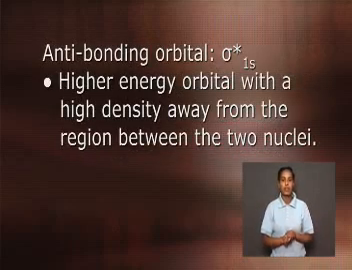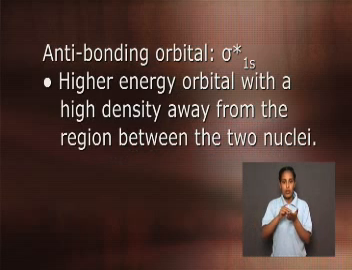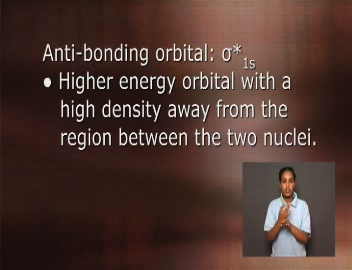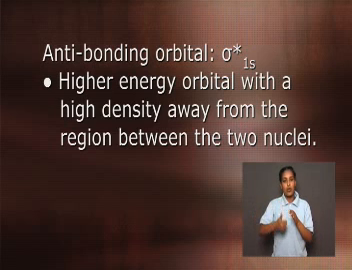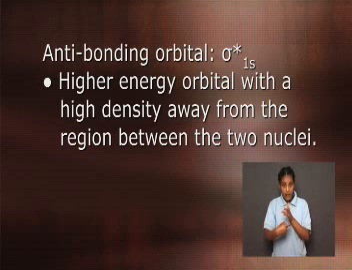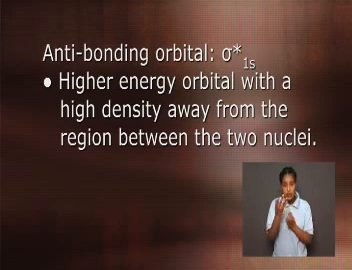The upper molecular orbital has a node in the electronic wave function. The electron density is high, but away from the region between the two positively charged nuclei. The energy of this orbital is greater than the original 1s atomic orbitals of hydrogen atoms. As a result, this orbital is referred to as an anti-bonding molecular orbital.